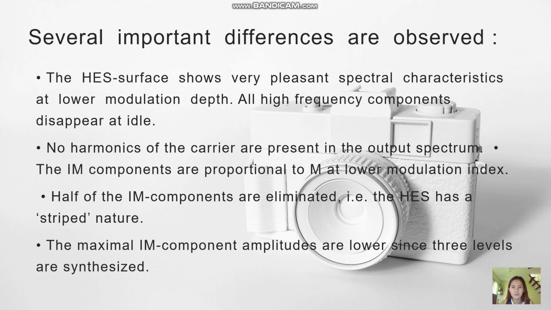There are several important differences that are observed for the NBDS, where the HES surface shows very pleasant spectral characteristics at lower modulation depth. All high-frequency components disappear at idle. No harmonics of the carrier are present in the output spectrum. The IM components are proportional to M at lower modulation index. Half of the IM components are eliminated. For example, the HES has a striped nature. The maximal IM component amplitudes are lower since three levels are synthesized, as what I mentioned is what the NBDS means in the first slide.